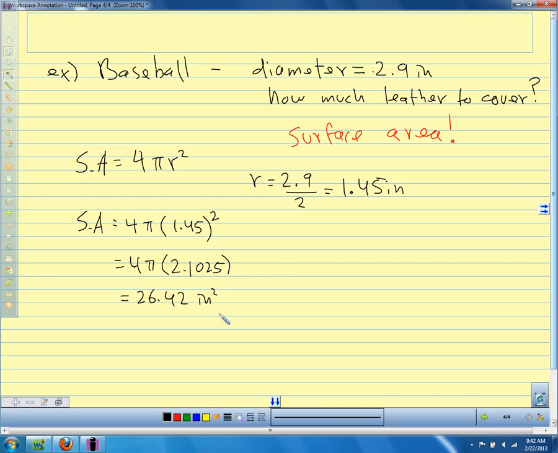So baseball, what's that? It depends on what I use for pi, how many decimals I use for pi. So 26.4241, that's going to be right there. So this baseball takes almost 26.5 square inches of leather to cover this baseball.